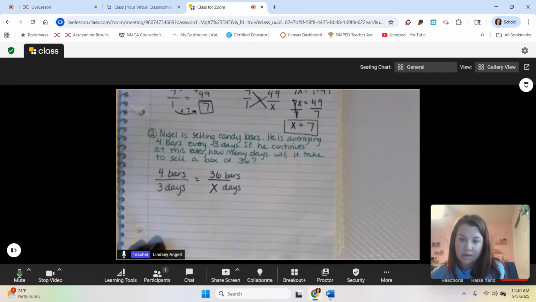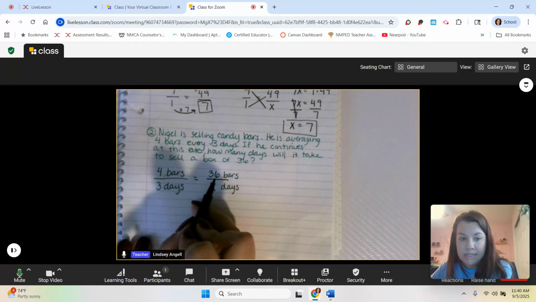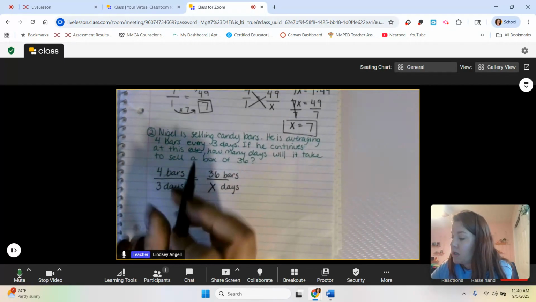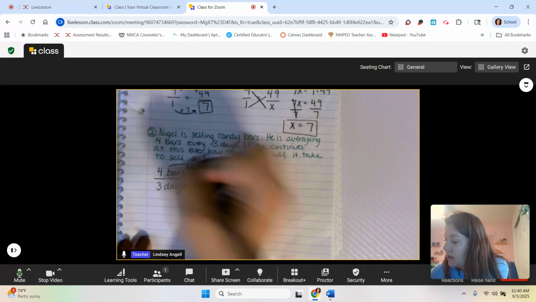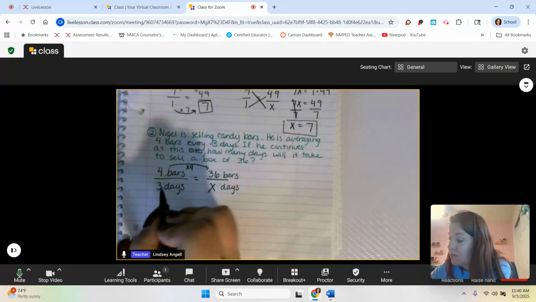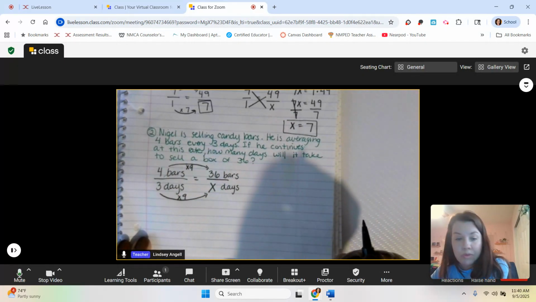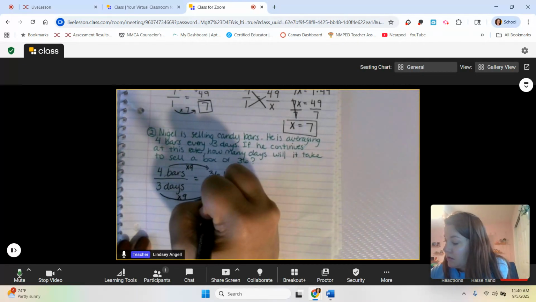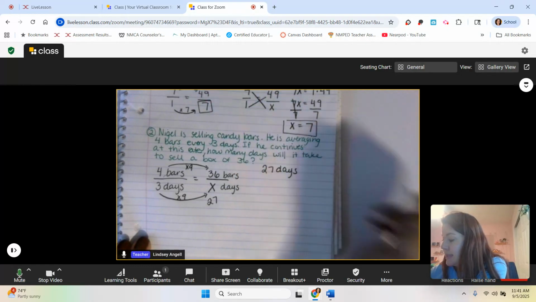You could have just put D for days, right? You could put Y, Z, doesn't matter. So once again, we can look, how can we jump from one side to the other, right? How can I get from 4 to 36? Well, we can multiply by 9. But if I'm going to do that in my numerator, I have to do that in my denominator. Well, so what's 3 times 9? Well, 3 times 9 is 27. So it would take him 27 days.